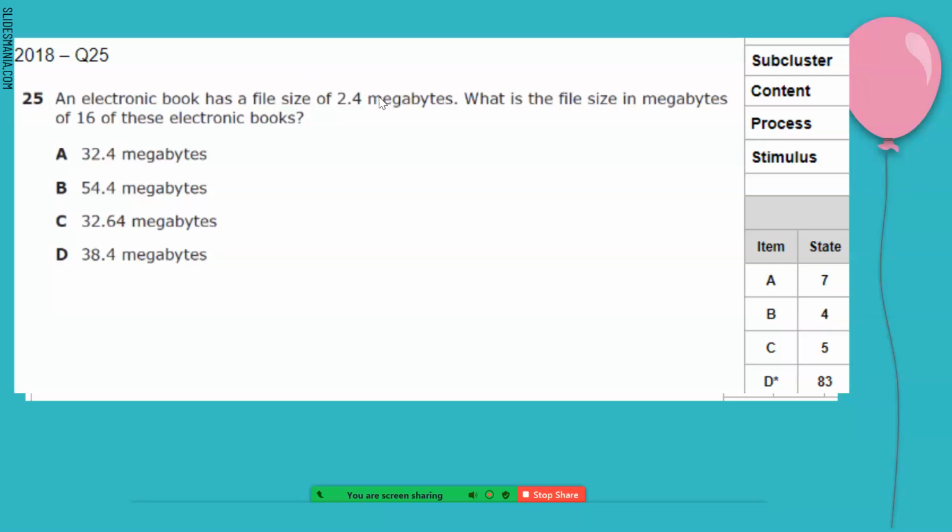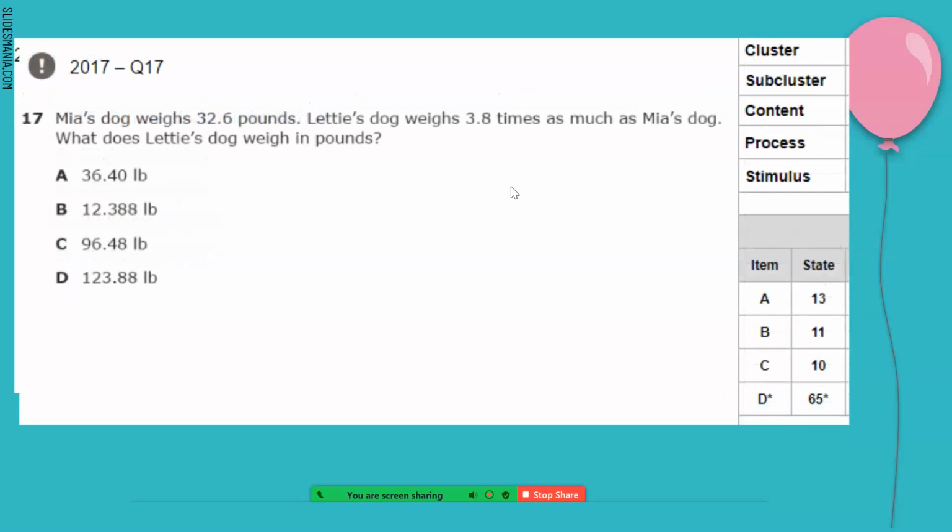Because when we estimated times 2, and 2 4/10 is more than 2. So our answer should be more than 32, shouldn't it? Okay, in this one, obviously A and C look correct, but then D looks like it's kind of close too. So let's do the math.